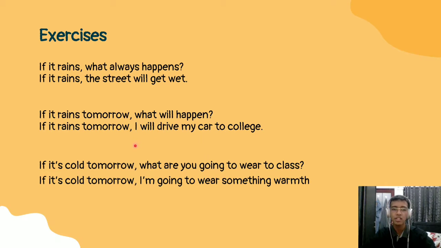And the third one is if it's cold tomorrow, what are you going to wear to class? For this, I'm going to use this answer, which is if it's cold tomorrow, I'm going to wear something warm.